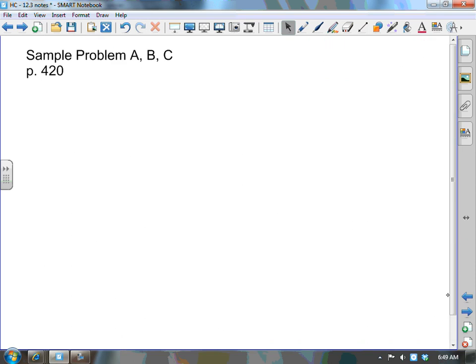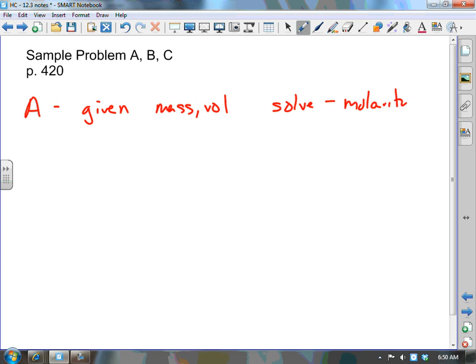All right, so a couple things here. Practice problems. I got 3 of them on page 420. Now, I'm not going to go through all these. I do want to just mention a couple things here. In sample problem A, I want you to look through it and follow things there. We are given mass and volume, and you're trying to solve for molarity.